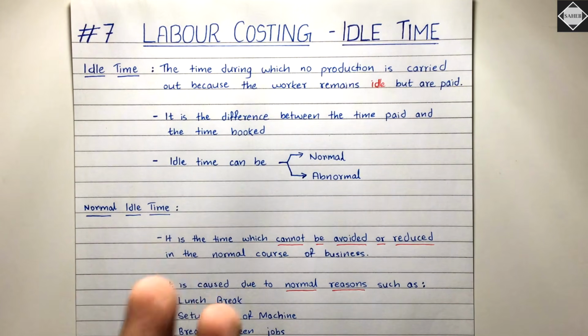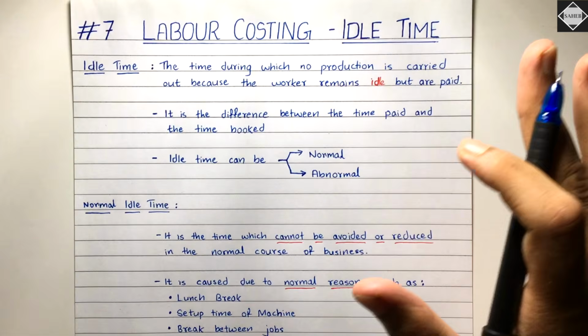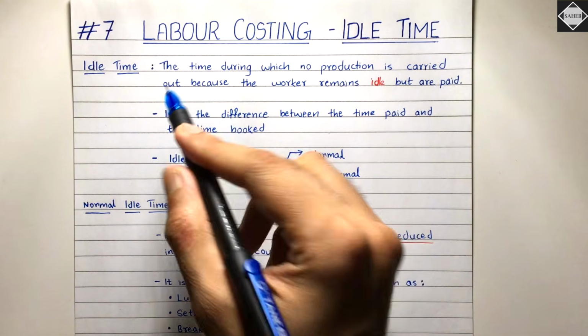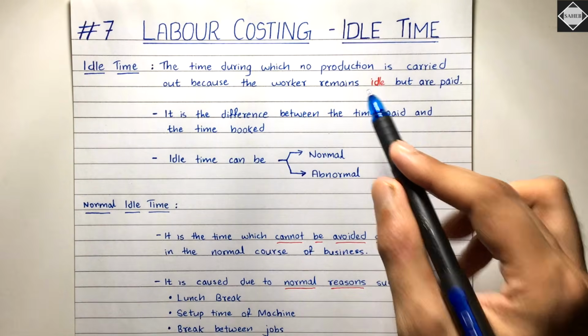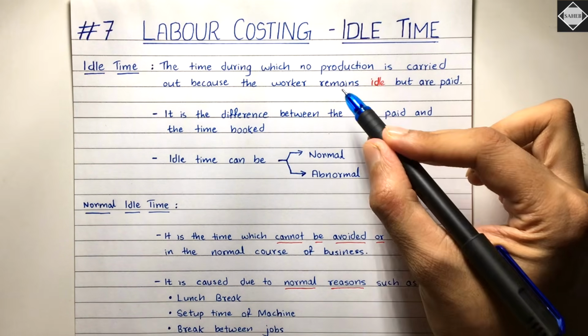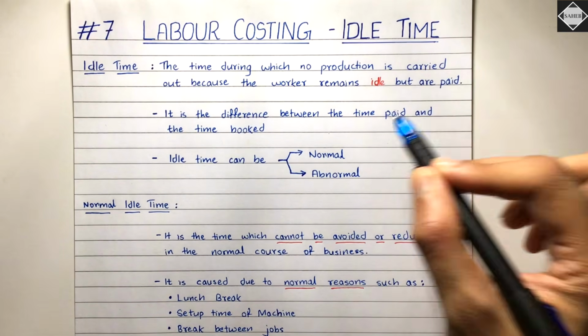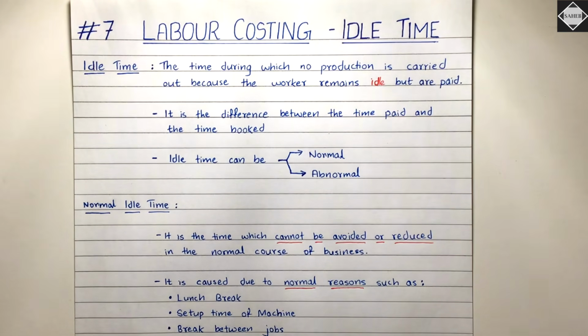Now here in cost accounting, in the labor costing chapter, we have a factory and we have workers. So idle time is the time during which no work is happening. Here, it would be the time during which no production is happening because the workers are idle. Is that clear? That's what idle time is. And the most important part is that the workers are getting paid even though they are idle. They are idle and they are getting paid. Now, why is that so?